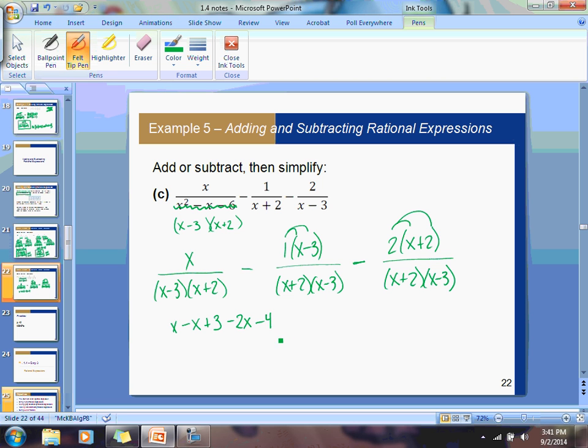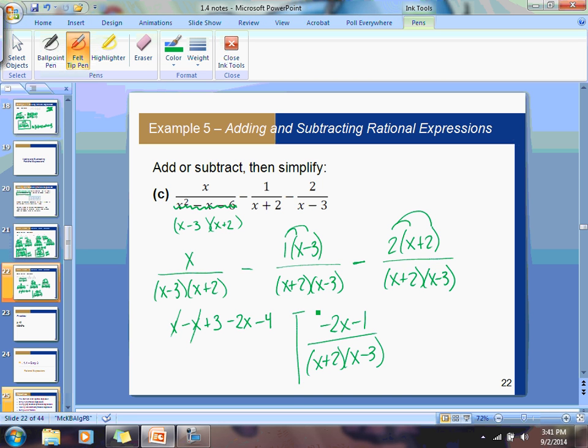And again, I'm not going to write the denominator just because I'm kind of smooshed for room here. But if I combine all my like terms, let's see, this x and this x, they cancel. So I just have the -2x, and then the 3 minus 4, that would be a -1 over the (x plus 2) times the (x minus 3). Again, you don't have to distribute or FOIL out the denominator. You can leave it as the two little binomials multiplied together.